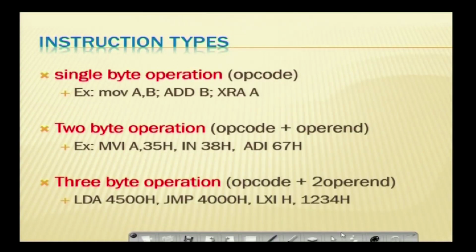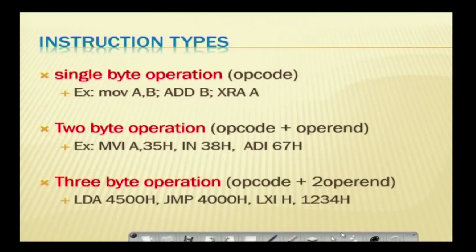So, opcode is nothing but an operational code. In the single byte instruction the example is MOV A, B. It has only the opcode. So, the data from B is moved to the accumulator. The second example is ADD B. ADD B means the B value is added to the accumulator and the result is stored in the accumulator. So, for this we are using only the opcode.